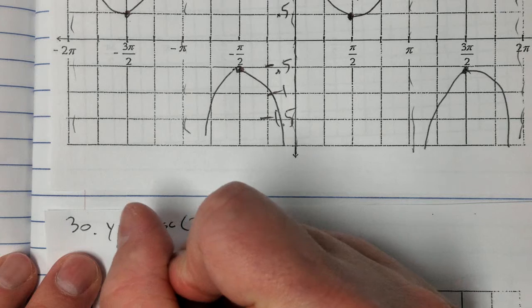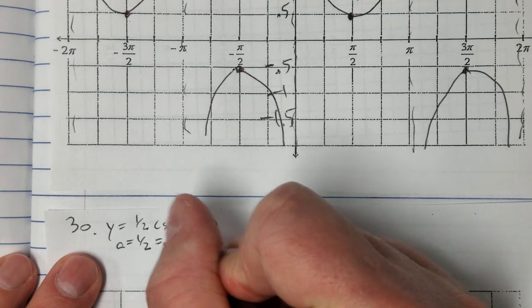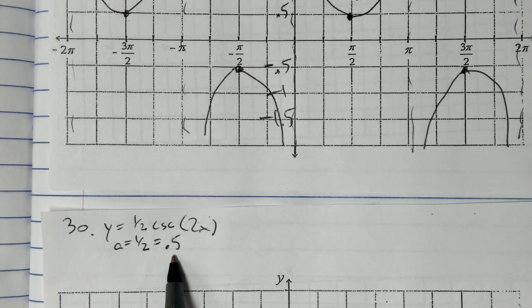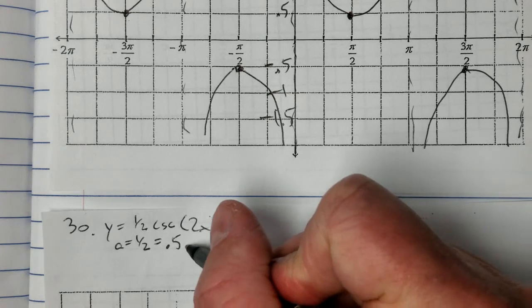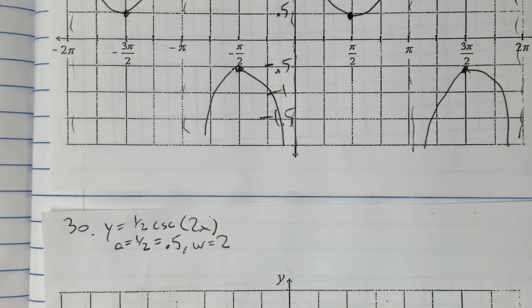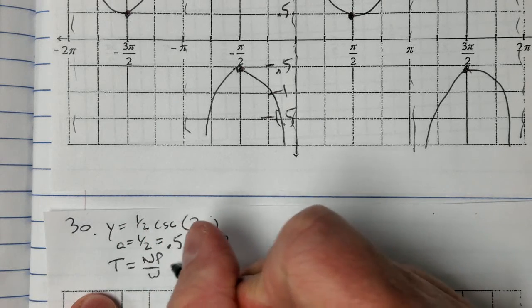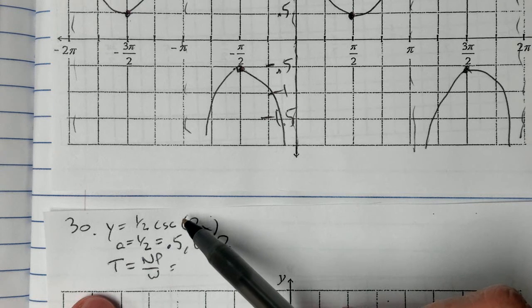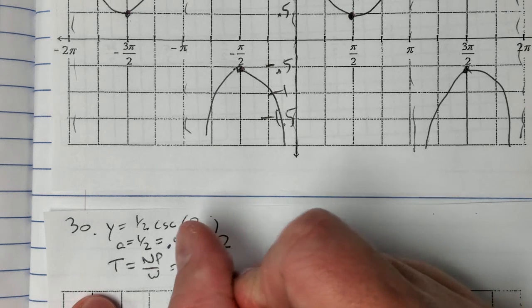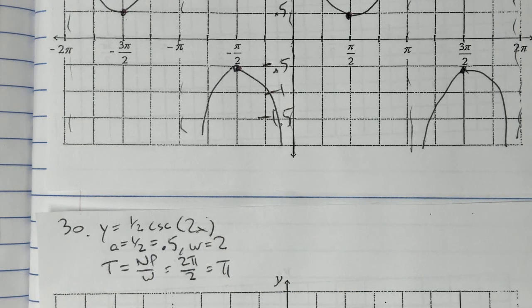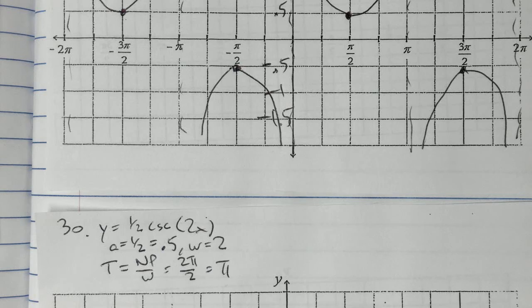So again, our amplitude is 1/2. By the way, I'm just going to write it here that I use 0.5 instead. It's the same thing. It doesn't matter. And you know your w is 2 because it's the number in front of x. Your period is your normal period divided by w. Since we're dealing with cosecant, your normal period would be 2 pi. So we're doing 2 pi divided by 2, which is pi. So your period is not quite as wide. So that means we're going to have more minimums and maximums.